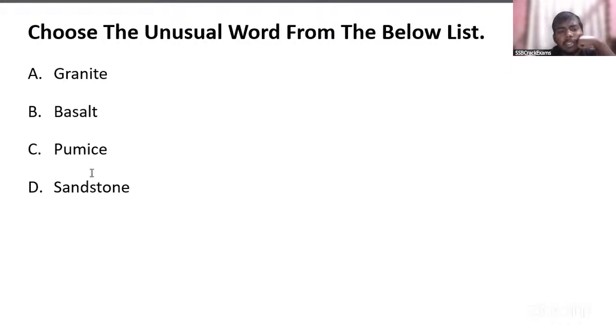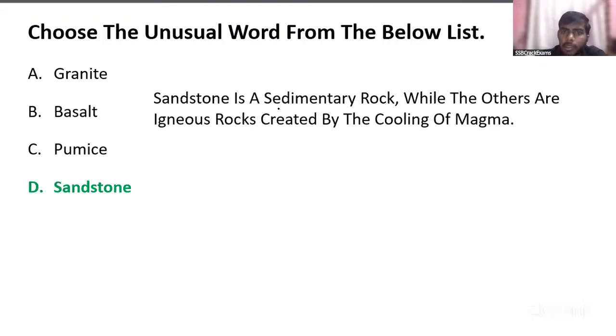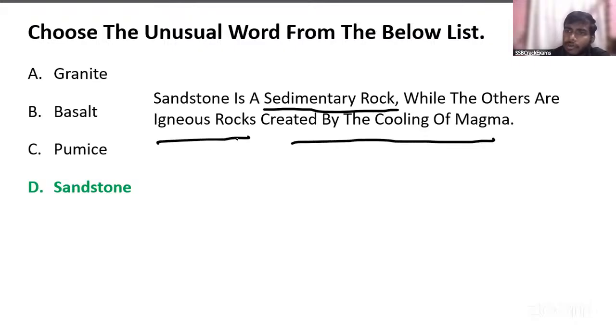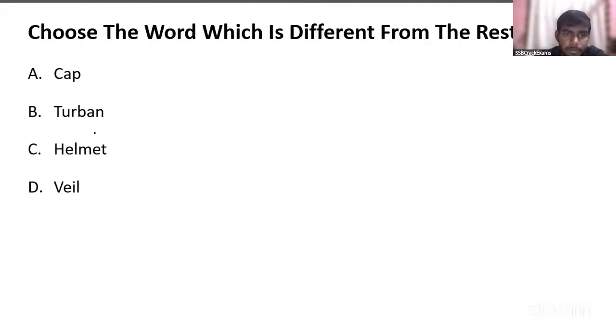See, granite, basalt, pumice, sandstone, something related to carbon. Okay, so I must have knowledge of carbon or the rocks. Sandstone is a sedimentary rock. Others are igneous rocks. I said no carbon, and the connected thing you must know. Granite, basalt, pumice, whereas sandstone is totally different. It is a sedimentary rock.